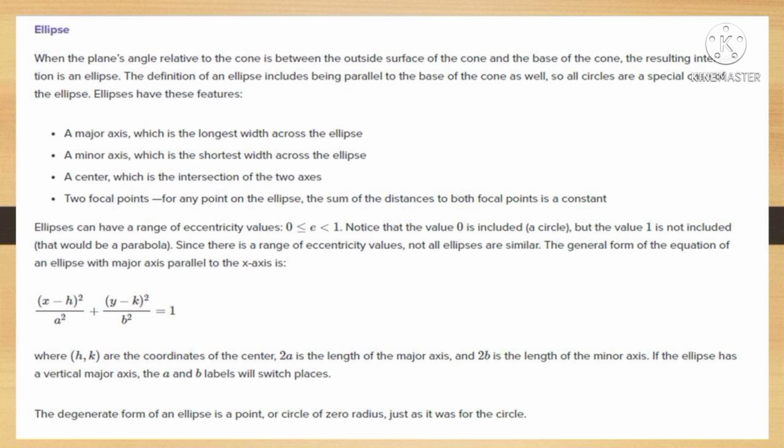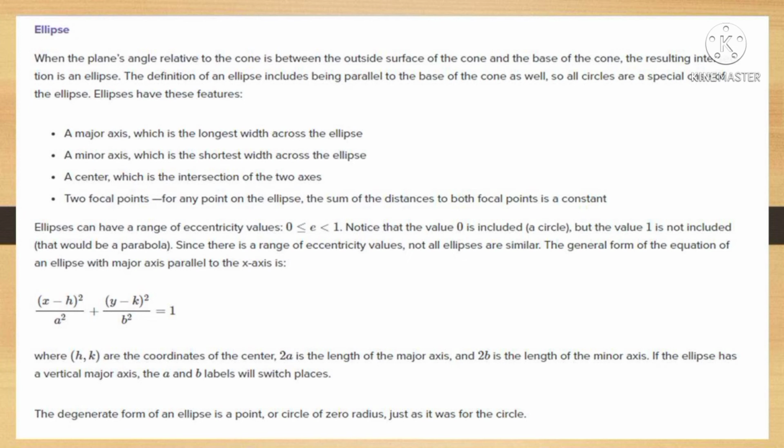Ellipses can have a range of eccentricity values: e is greater than or equal to 0 but less than 1. Notice that the value of 0 is included, a circle, but the value 1 is not included. That would be a parabola. Since there is a range of eccentricity values, not all ellipses are similar.